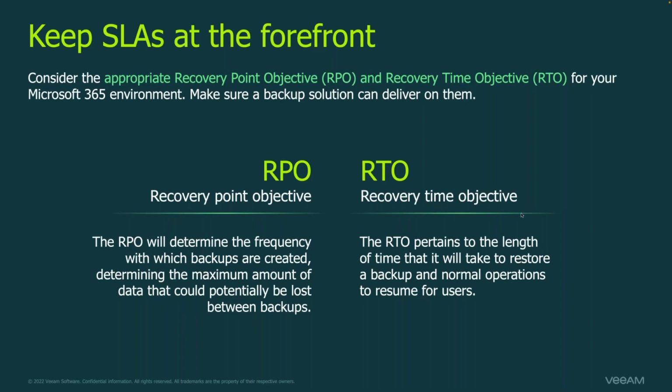And then of course RTO pertains to the length of time to restore a backup and for normal operation to resume for a user. You can do that based on individual users, so that you can quickly restore a user in a couple of minutes. Or if you want to export a set of users' OneDrive data out from the backup, that will definitely take longer, because we need to export them into a zip file and store them somewhere, such as a file share. Normally the RTO will take slightly longer.